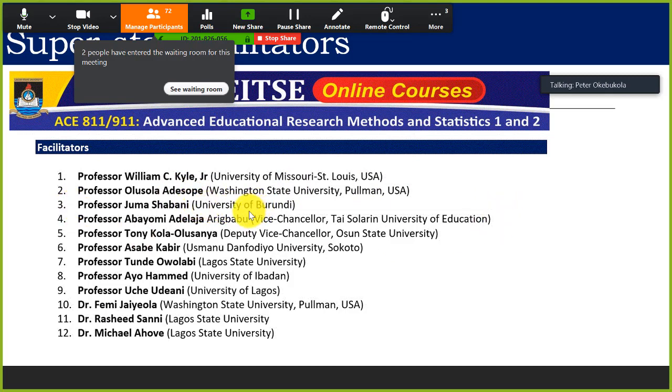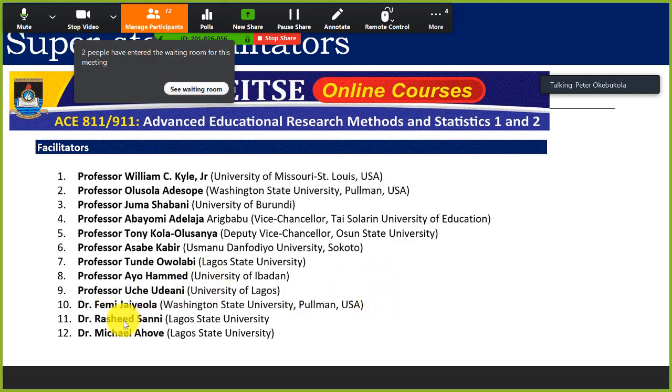Professor Juma Shabani, who is already with us in this class, from University of Burundi. Professor Bayo Adelaja Arigbabu, who is the Vice Chancellor of Tai Solarin University of Education, is a Professor of Mathematics Education. Professor Tony Okebukola, Deputy Vice Chancellor of Osun State University, a very solid person in research. Professor Asabe Kabir, Usman Danfodio University. Professor Tunde Owolabi, Deputy Center Leader of our center, a great physics educator. Professor Ayo Ahmed, from University of Ibadan, a great statistician and counseling psychologist.